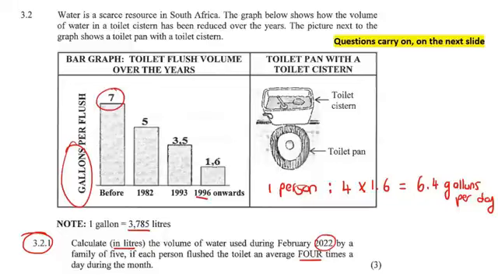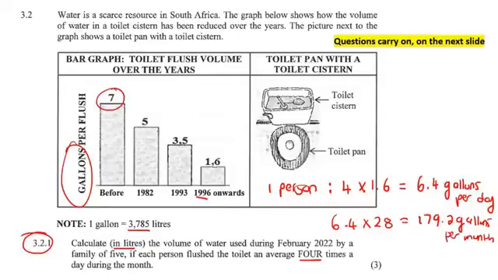Now, in February, let's forget about leap years and all of that nonsense. Let's just say that there are 28 days in February. So if this person uses 6.4 gallons per day, how many gallons would they use per month? That would be 6.4 multiplied by 28, because there are 28 days in February. And so that'll be 179.2 gallons per month, or at least in February.